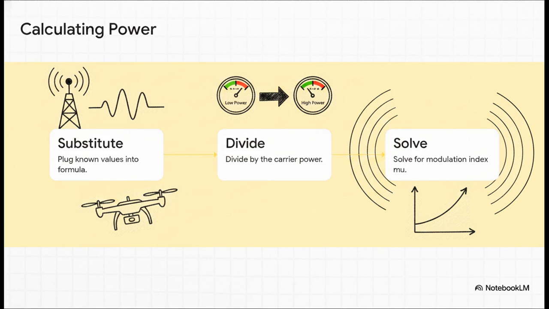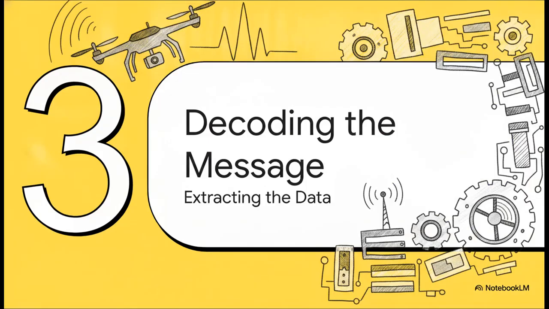It's a super simple three-step process. First, we just plug our known values into the total power equation. Next, divide both sides by that 9 kilowatt carrier. Finally, a little quick algebra to solve for mu squared gets us 0.25. And just like that, we've found our 50% modulation index. Pretty easy, right? All right, on to Section 3, decoding the message.